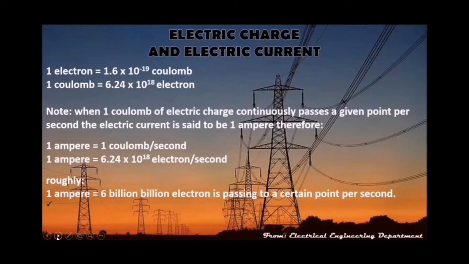Lagi nating tatandaan na yung 1 coulomb of electric charge ay patuloy na dumadaloy sa isang given point per second. Yung electric current niya is 1 ampere. Therefore, 1 ampere equals 1 coulomb per second, and 1 ampere also equals 6.24 times 10 raised to 18 electrons per second. Roughly, 1 ampere contains 6 billion electrons passing a certain point per second.